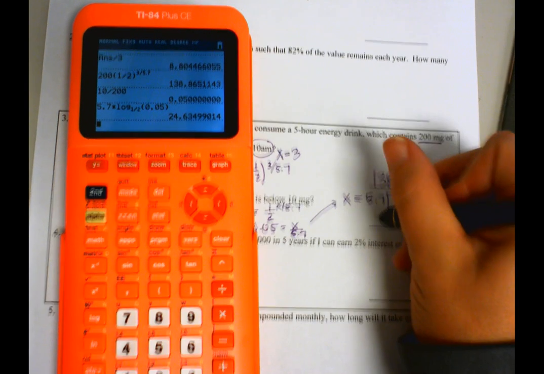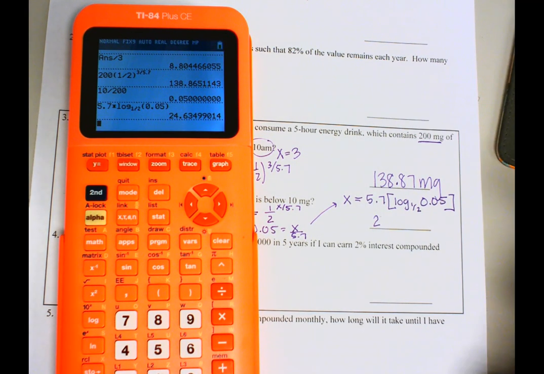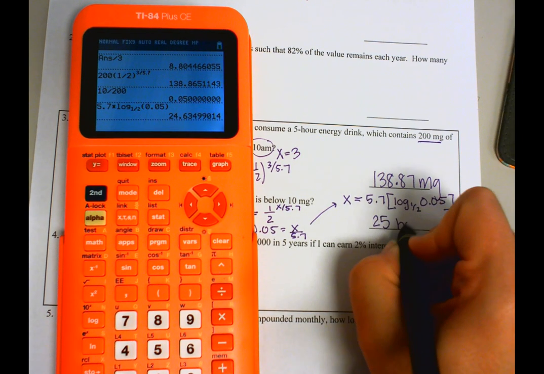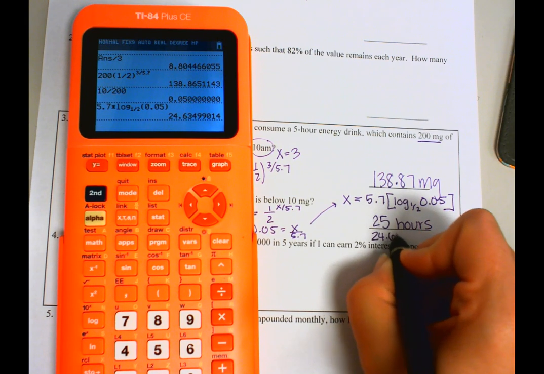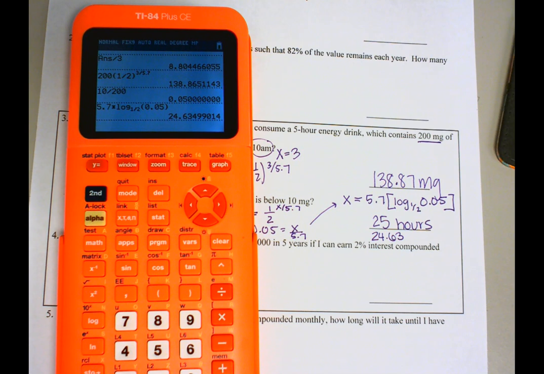So I get 24.634, but I want less than 10, so I'm going to really round up here, and I'm going to say after 25 hours, it's going to be less than 10. I get that decimal 24.63, but that's actually when it's exactly at 10. So I want a value after that to represent it being below 10.